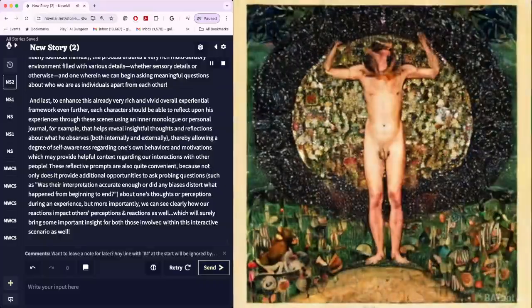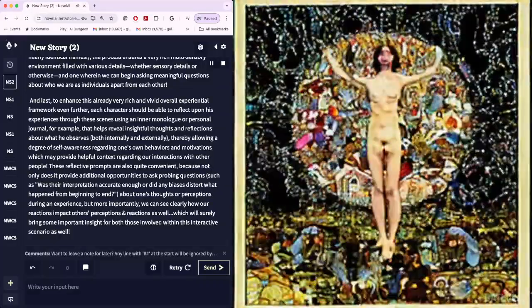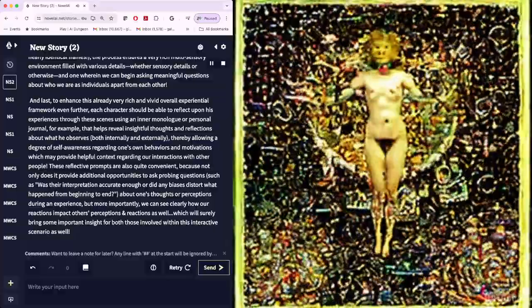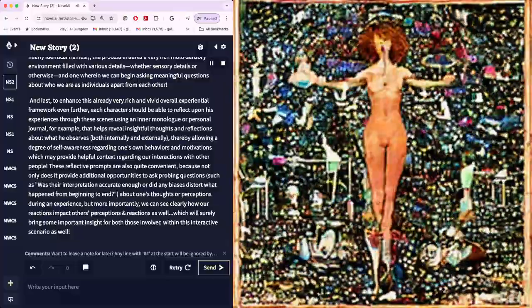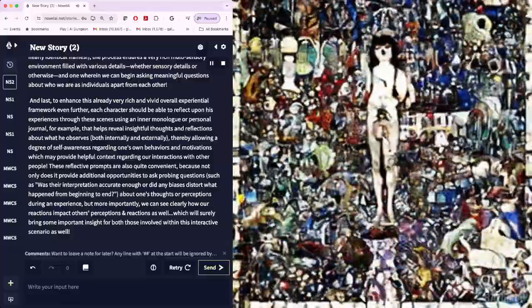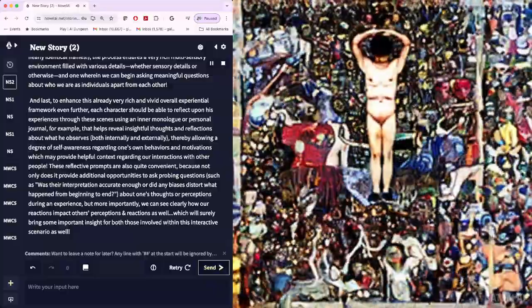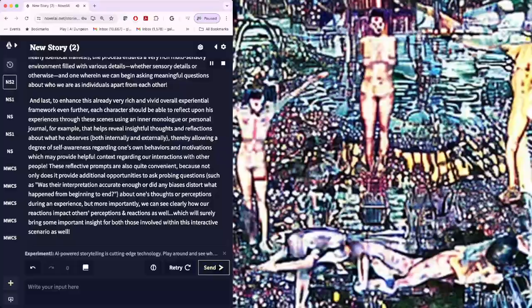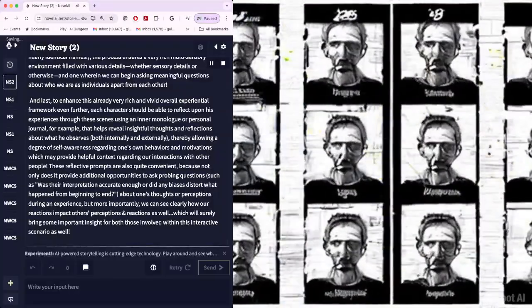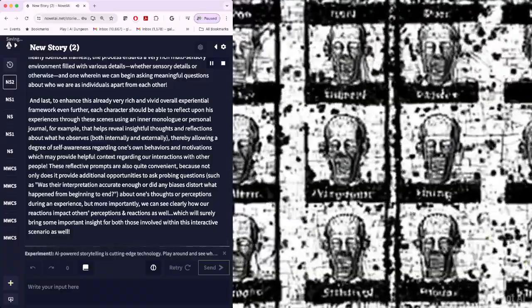But because each person sees every moment and scenario through his or her own individual window through which he perceives it while writing and reading, and no two frames within this context share identical perspectives or experiences, from that perspective each person may feel quite sure he experiences things just slightly differently, even if both shared nearly identical frames. The process ensures a very rich multisensory environment filled with various details, whether sensory details or otherwise, and one wherein we can begin asking meaningful questions about who we are as individuals apart from each other.